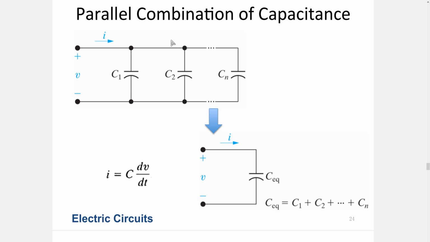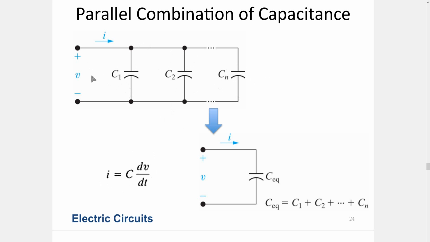And there will be different currents from I1, I2 to In, and their sum will be equal to the equivalent current that is flowing into this circuit. So if we equate this into an equivalent capacitance circuit, we know that I equals C times dV over dt. So I1 will be C1 times dV over dt, and I2 will be C2 times dV over dt, and so forth. In will be equal to Cn times dV over dt.